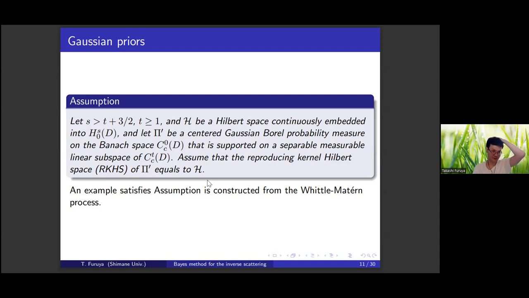So this is for the assumption of the prior distribution. First, let us denote that s is bigger than t plus 3/2, and t should be bigger than 1, and H is the Hilbert space embedded in the Sobolev space H^S. And pi prime is a centered Gaussian probability measure on the Banach space C_0. We also assume that the reproducing kernel Hilbert space, abbreviated RKHS, of pi prime is equal to H. H is some Hilbert space. So roughly speaking, we assume that the prior is a centered Gaussian in some sense.